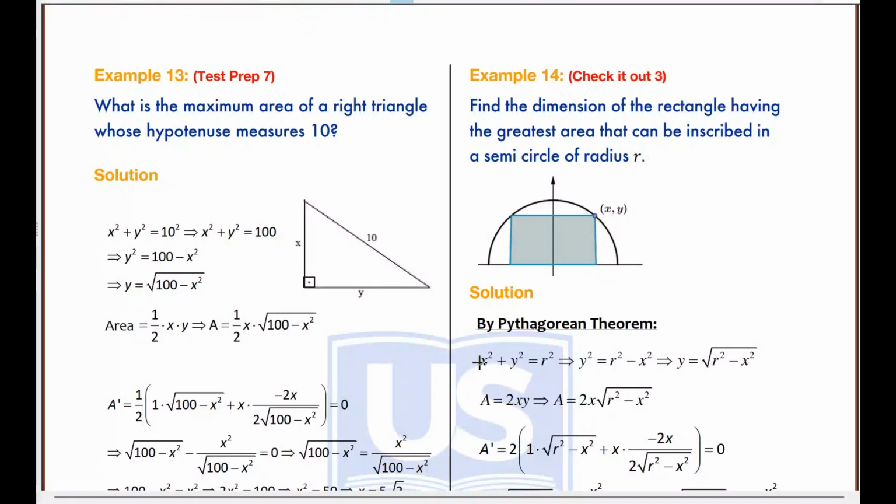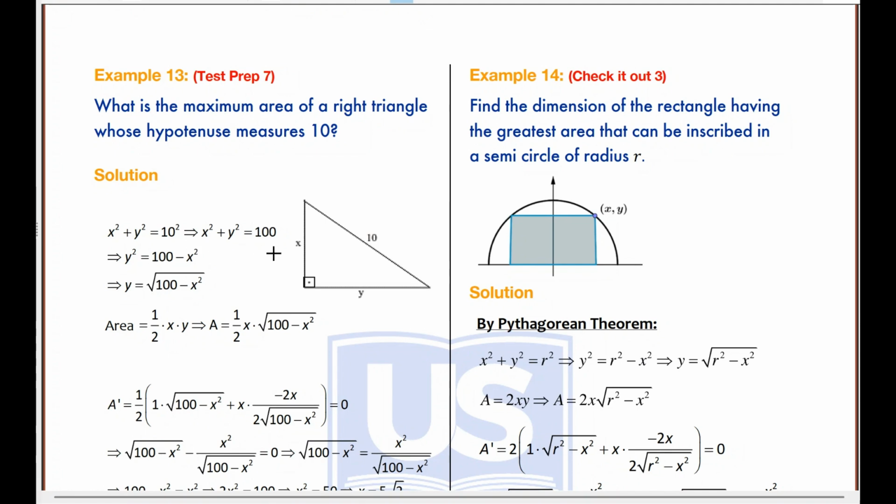Another type of question, a triangle. We are going to find the maximum area of a right triangle whose hypotenuse is given. So it's a test prep question. Hypotenuse is given as 10. We don't know the other sides. We can apply the Pythagorean theorem to solve this question.